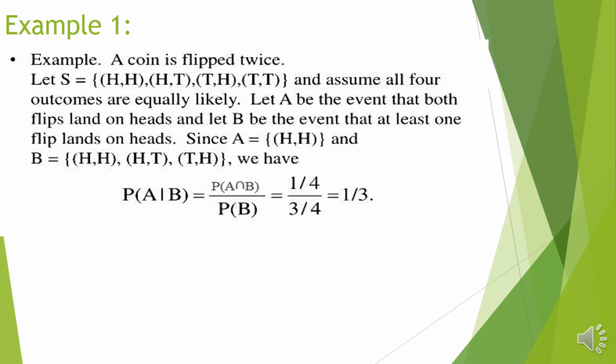Find the probability of A knowing that at least one head. That means, what is the probability that the two flipped coins, when we flip the coin twice, are both heads, given that at least one of them is head. So we get one out of three.